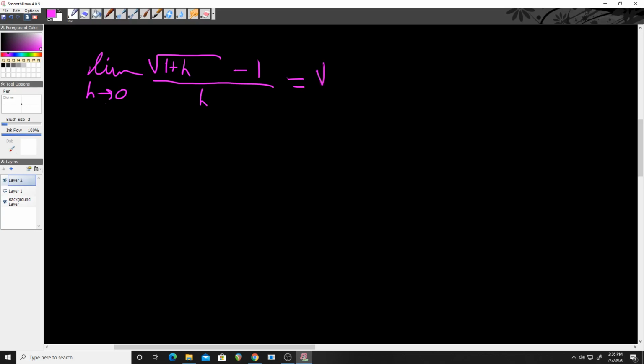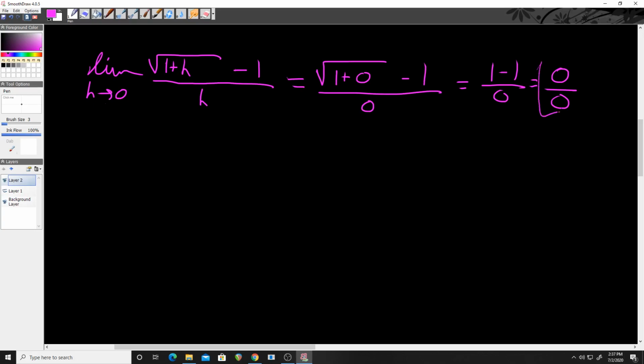So again, if I try to plug in 0 for h, we immediately see a problem, right? The square root of 1 plus 0 is 1, the square root of 1 is 1. 1 minus 1 over 0, and of course 1 minus 1 is 0. So we get this indeterminate form again. Every time you get a 0 over 0, that's indeterminate, and that means that we have to do something.